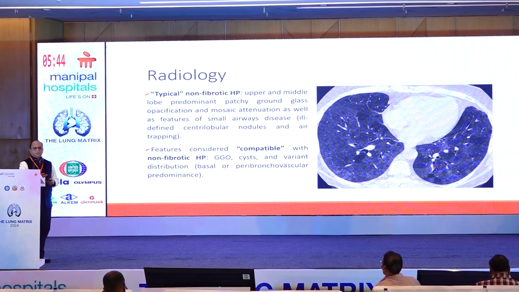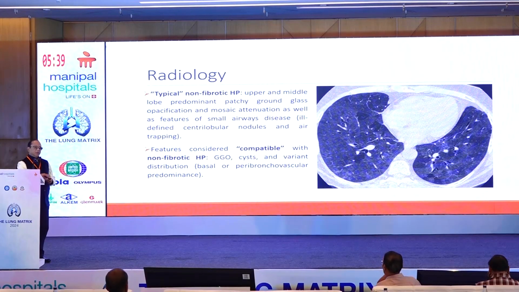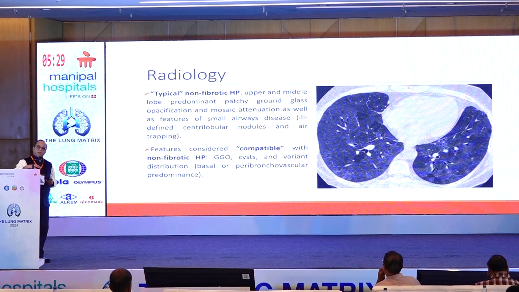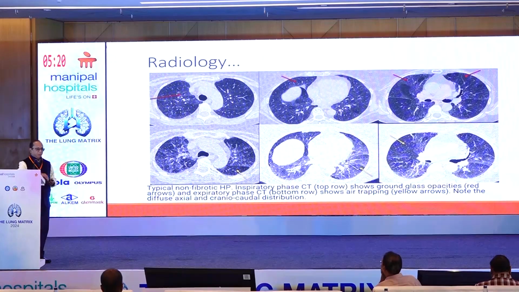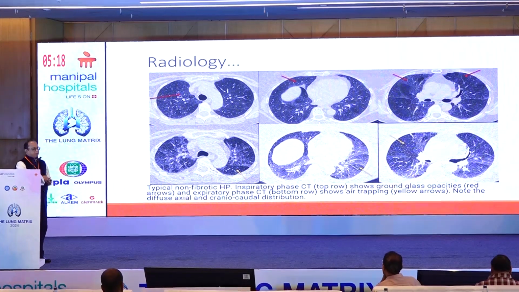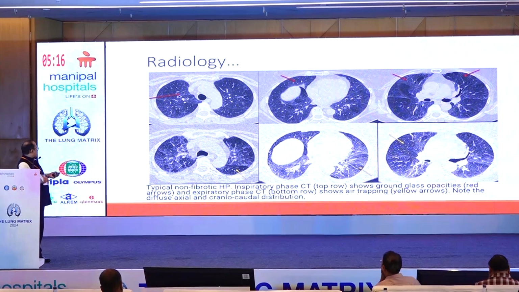And there may be nodules, centrilobular nodules. And the second variety is compatible, when there is GGO but some cysts thrown here and there, and the distribution could be not bronchocentric but angiocentric. Even then, HP is not ruled out, and that's why we say compatible or probable HP. So these images make it very clear.